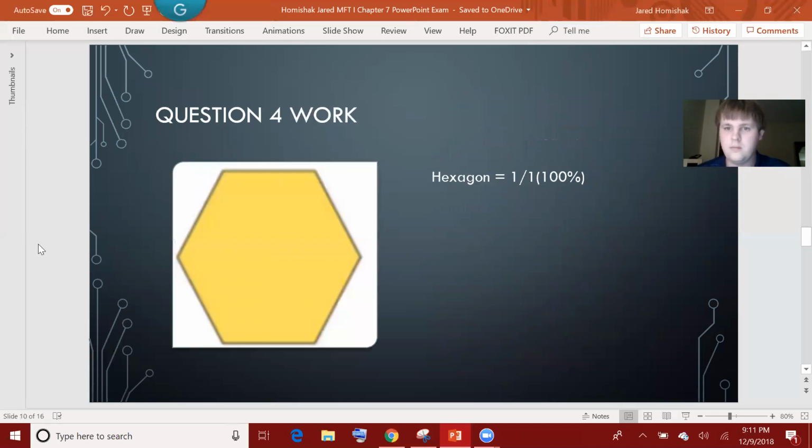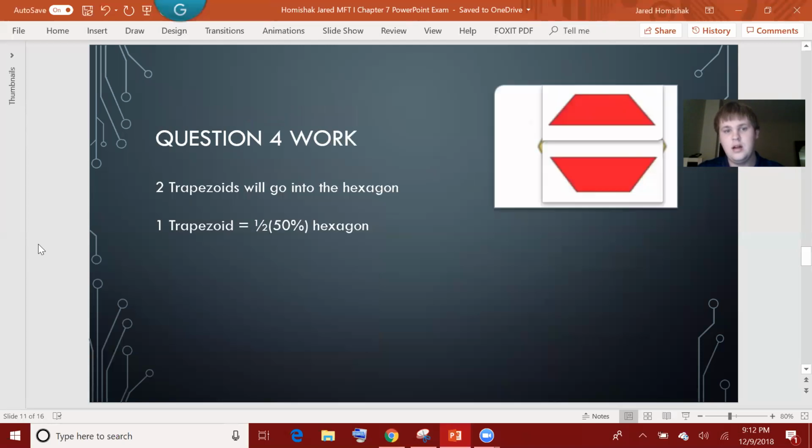Now for this one, this is about taking a base shape and using smaller shapes to represent how they relate to the base shape. So for example, if we take our hexagon and play around with smaller shapes, we will see that the smaller shapes are going to fit in this hexagon. Allow me to demonstrate. Let's start with 2 trapezoids. If we were to draw them into our hexagon here, you'll see that they will fit if you put the 2 of them together. So as a result, a trapezoid represents a half, 50% of a hexagon.